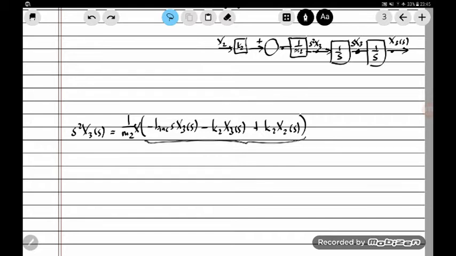Looking at the next term, we can see that we need to add the signal x3 times minus k2. But we've already got the signal x3 defined in our block diagram, and here it is. So we can just branch our signal off from there and multiply that by minus k2. So let's do it like this.